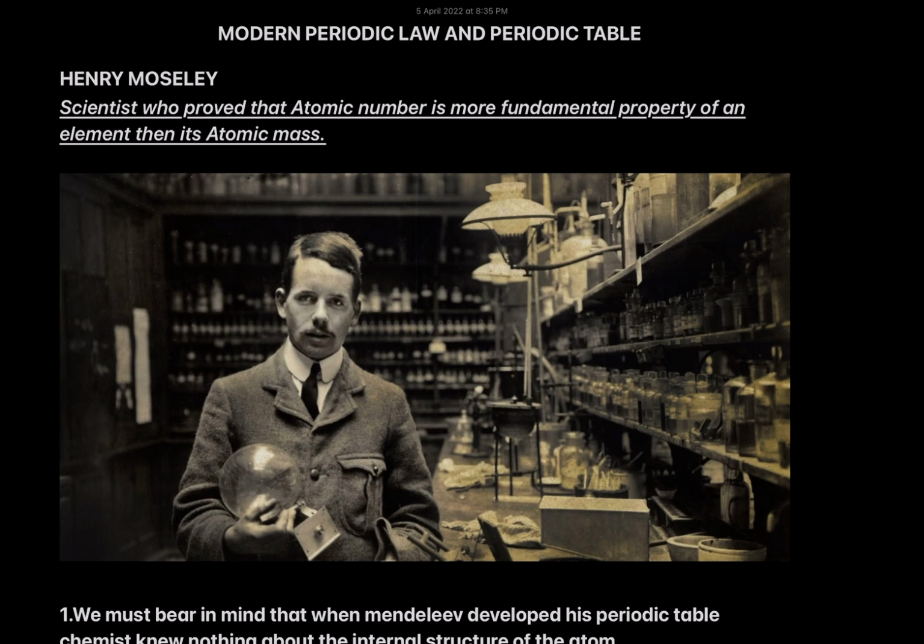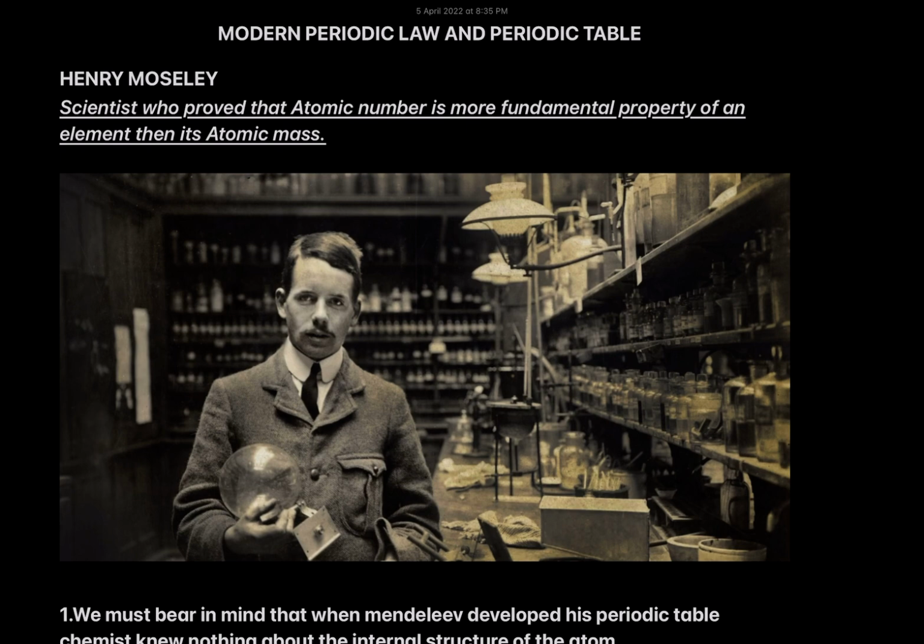My dear students, today we are going to study the topic modern periodic law and the modern periodic table. So let's first of all talk about the scientist who has given this, and he is Henry Moseley, the scientist who proved that atomic number is a more fundamental property of an element than its atomic mass. You can see the picture of Henry Moseley sir on the screen.